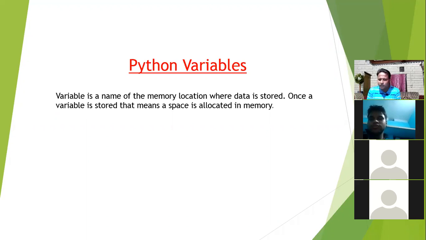In a similar way, when you write a program you need to define a variable or space. In that space you store a value. The variable is a name of the memory location where you store a value. Once a variable is stored, that means a space is allocated in memory. So a variable is a location where you store the value.